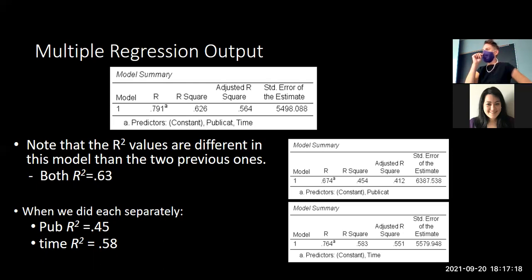Are they controlling for each other in this model? Yes. They are controlling for each other in this model. That's exactly right. Not in these, because here they're alone. But up there, in the top one, they are controlling for each other.